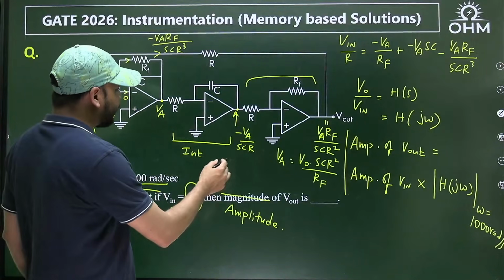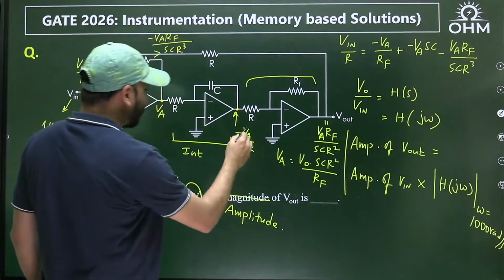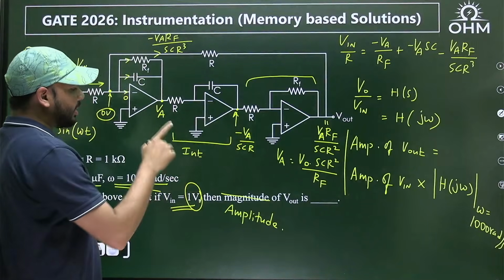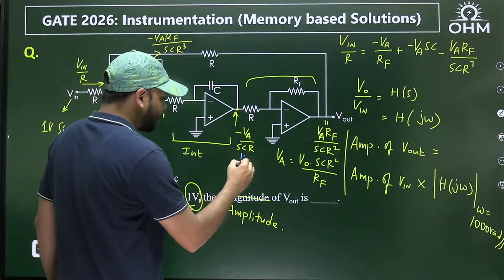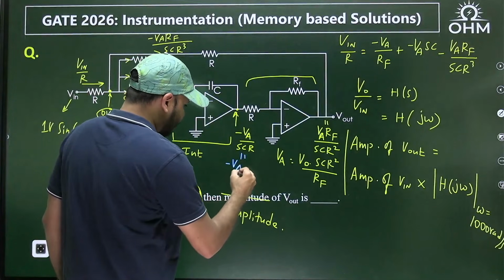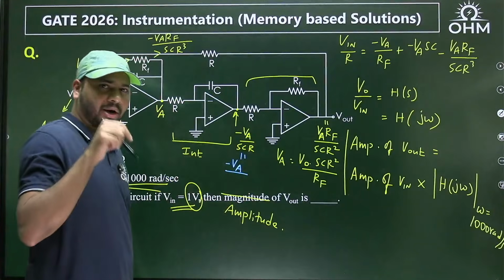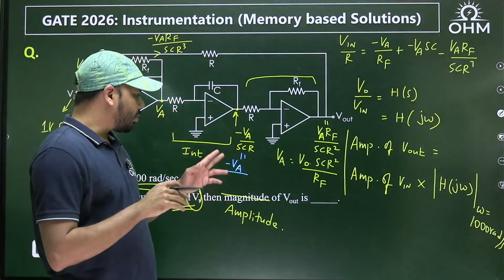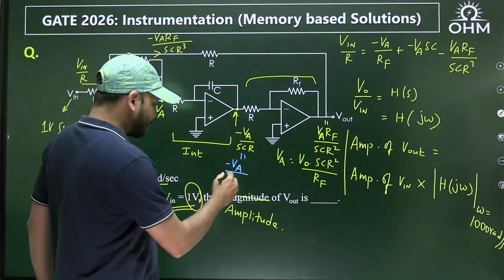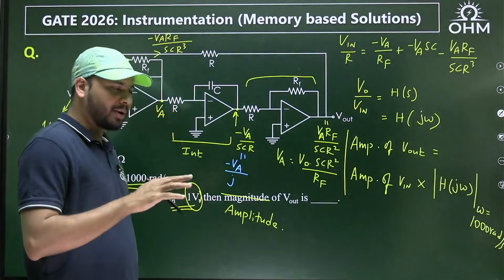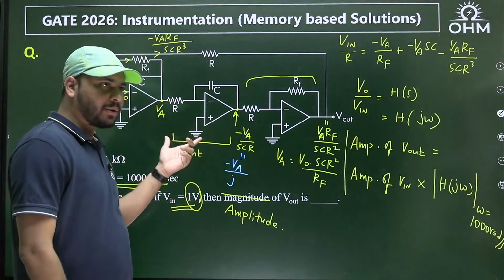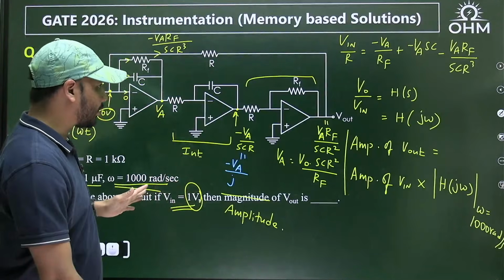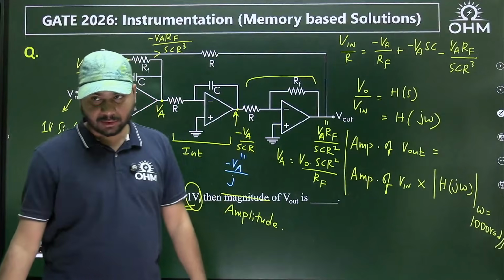If you substitute values, it becomes minus VA by j, minus VA by j. Because in place of s, when you write j omega, CR value is 1. So this is minus VA by j. Don't think that since the gain magnitude is 1, this is also VA. That is incorrect. You have to find the complete transfer function.